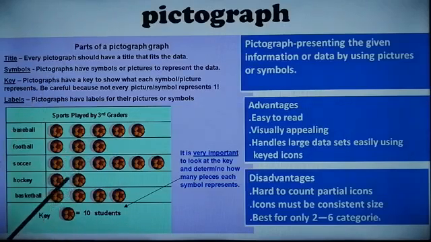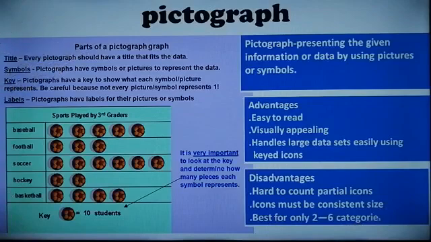But there are some disadvantages for this pictograph. That means sometimes the picture or symbol is given as a half or quarter. At that time it is very hard to count how many it is. And the icon must be a consistent size, and it is only best for 2 to 6 categories.